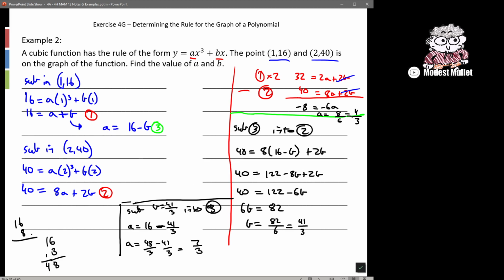That's 16 by 8. Probably did this wrong. 8 6s. 6 6s are 36, 42, 48. I have made a mistake. It should have been 128. 128 take away 40 is 88. Oh my god, I can't get my brain to work. My apologies. 88. So we get 88 on 6, which gives me 44 on 3.